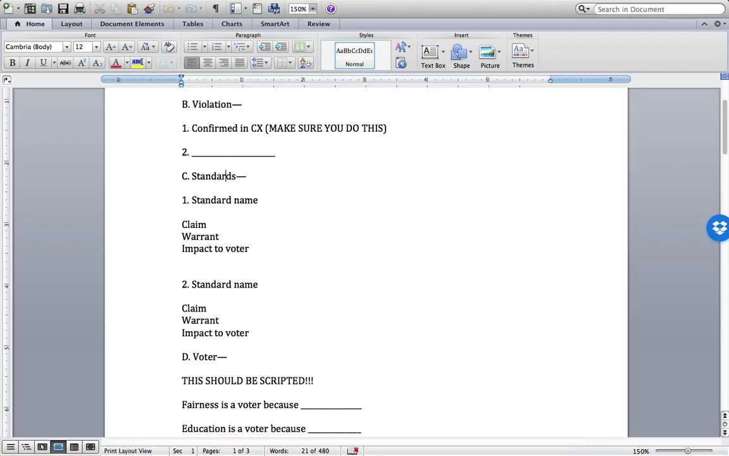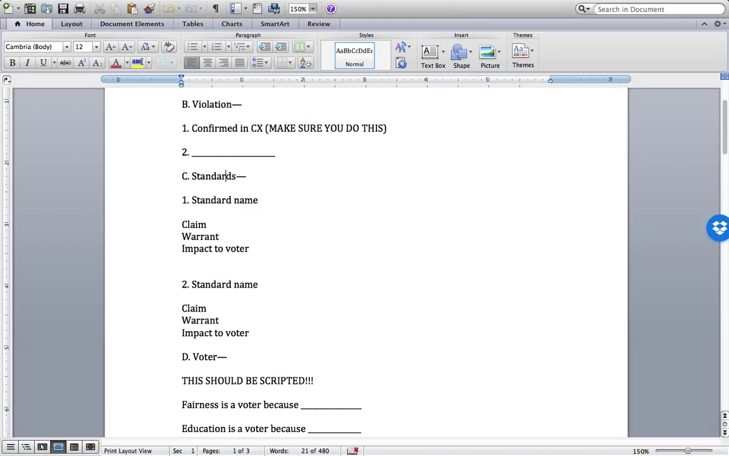Neg counterplans may not be plan inclusive. Violation is confirmed in cross-examination. You can see that you're reading a PIC. Standards: one, time skew. You undercut the value of the 1AC. This is because the PIC restarts the debate in the 1AR. You narrow the debate down to the specific disadvantage that you're picking out of, which indicates that I can't get access to any of the AC offense anymore, and I have to restart in the 1AR.